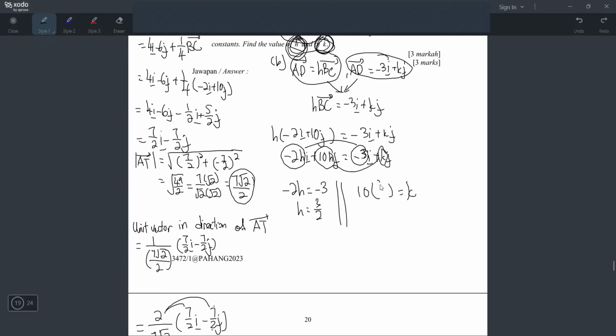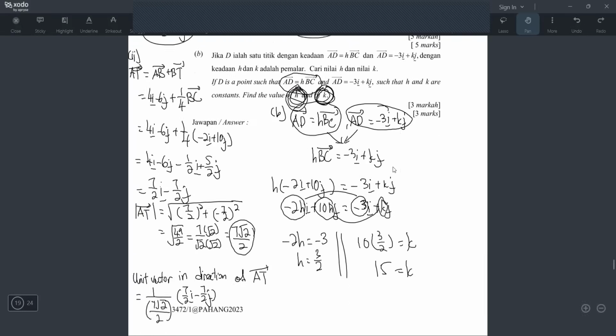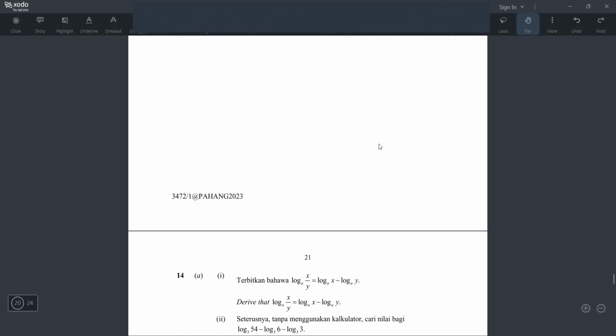But the h, I already found it, 3 over 2. So your k will be 10 times 3, 30 divided by 2, 15. So the answer will be 3 over 2 and 15. So this is how you get full marks for this vector question. So 5 marks, 3 marks, 8 marks in total. All right. Hope you understand.